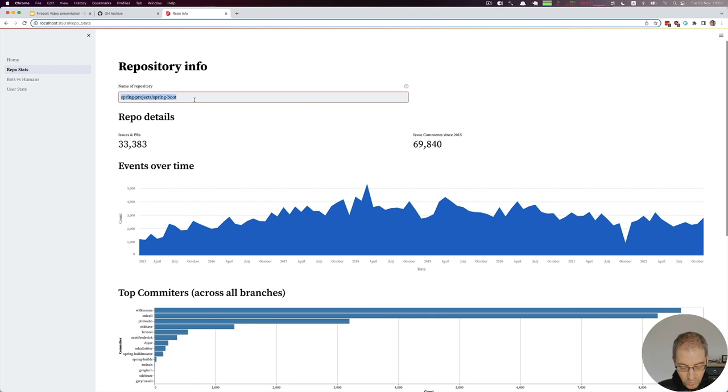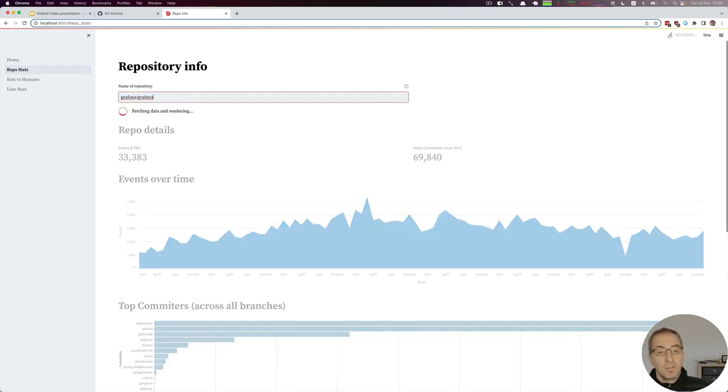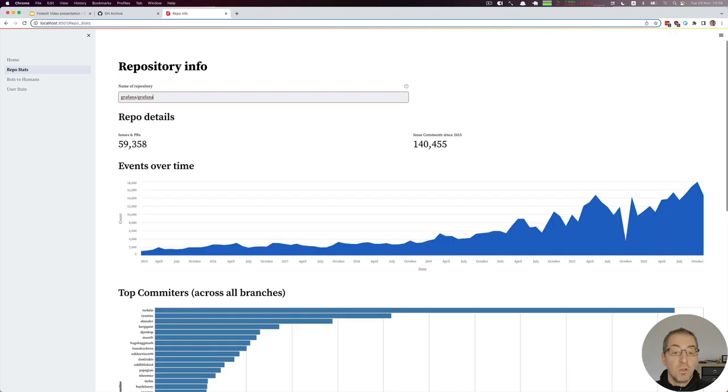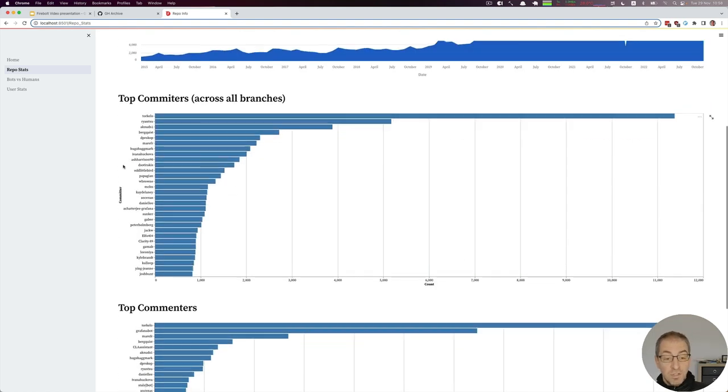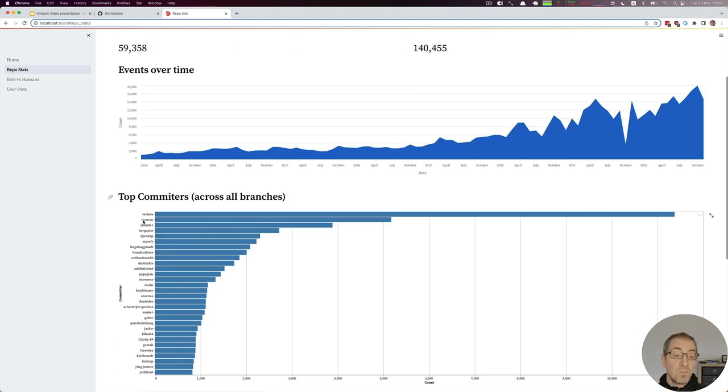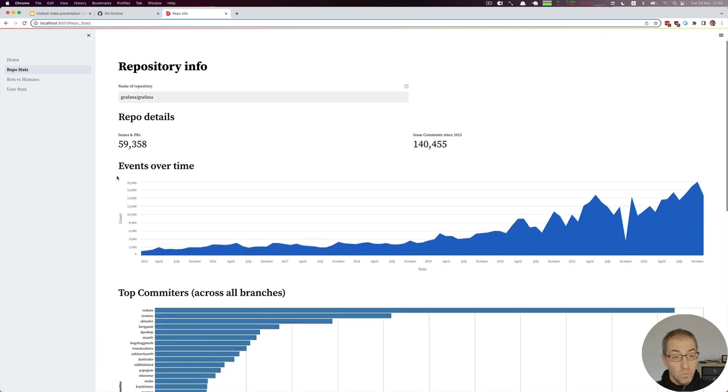So we can also take a look at maybe Grafana, which is another well-known project. And Grafana also is commercially backed, but you can see here how the activity basically increased over the years, probably because there were more people who worked on the project full-time. Again, we have 140K comments, which is a lot, and high activity here in general. And also the initial project founder is still the top committer, which I always think is a really, really good sign.